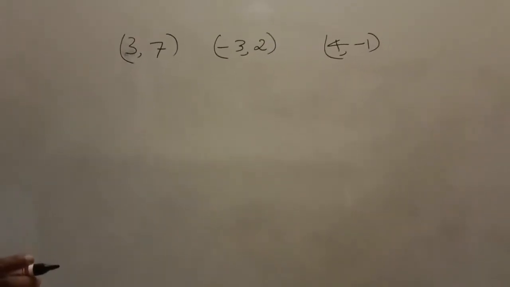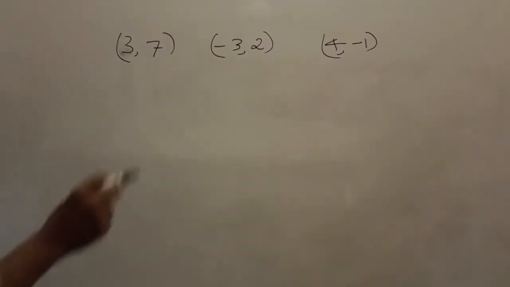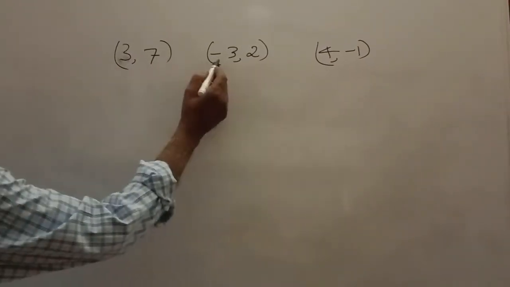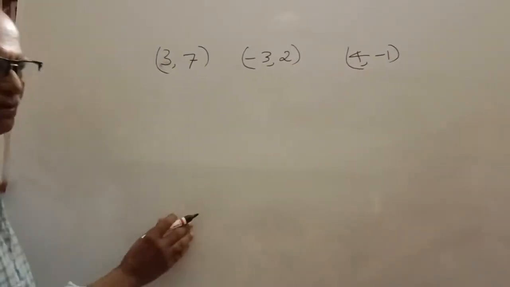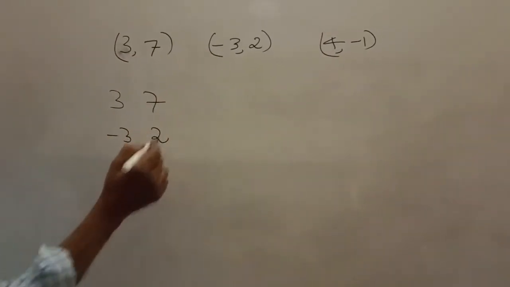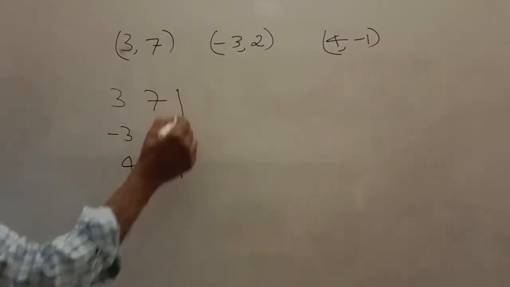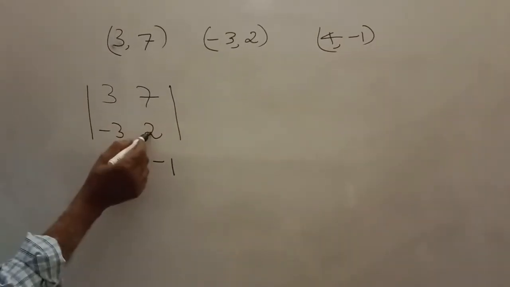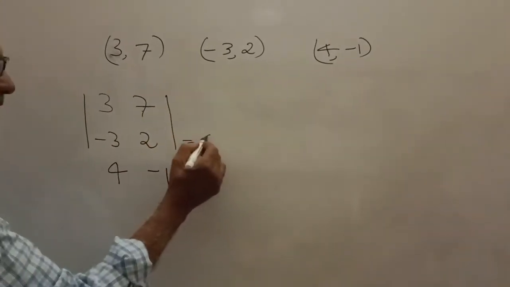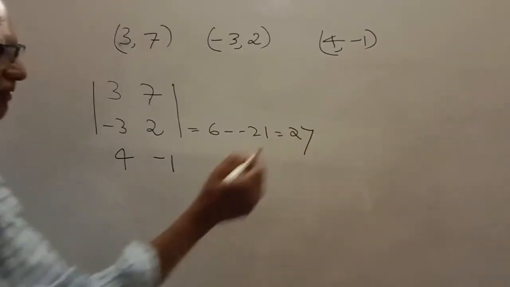Now we consider the application of determinant in doing the problem of area of a triangle with the vertices 3, 7, minus 3, 2 and 4, minus 1. We write 3, 7, minus 3, 2, 4, minus 1. Now you take this determinant, it is 3 into 2, 6, minus 21. So the value is 6 minus 21, it is minus 15.